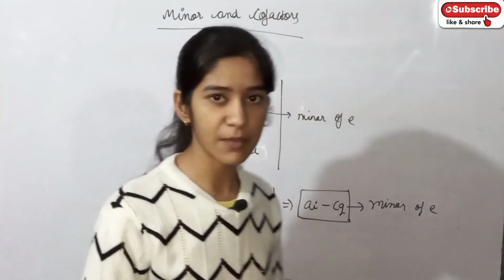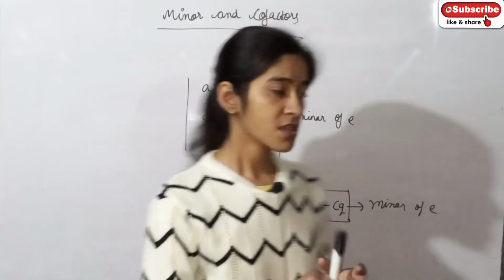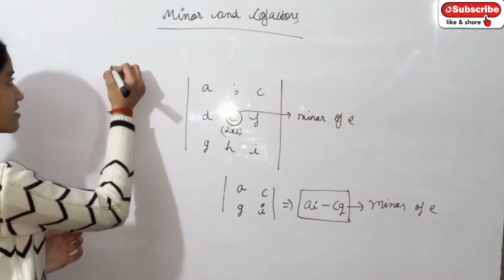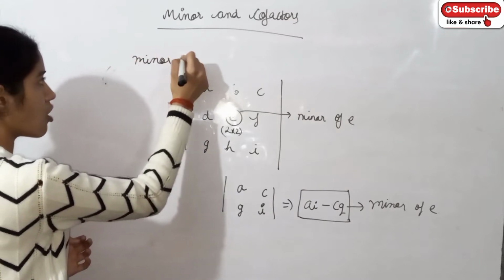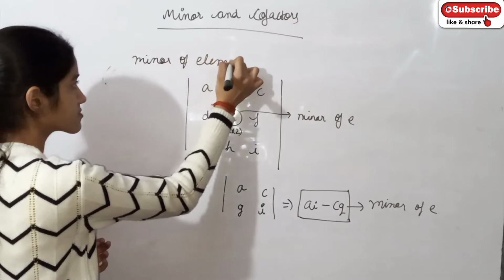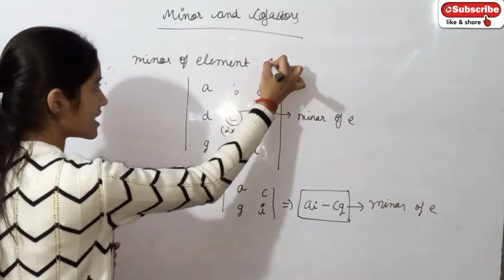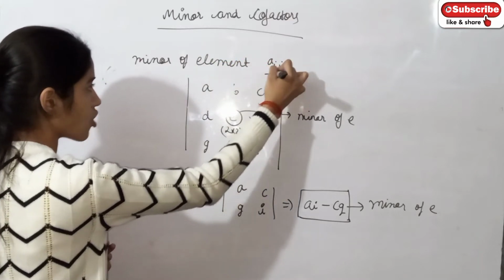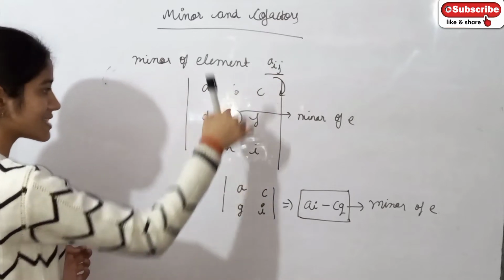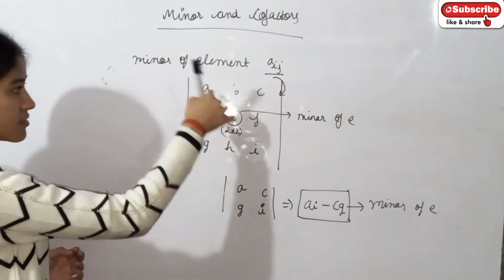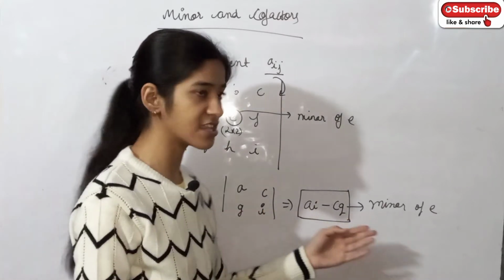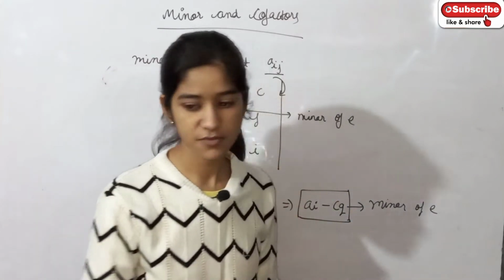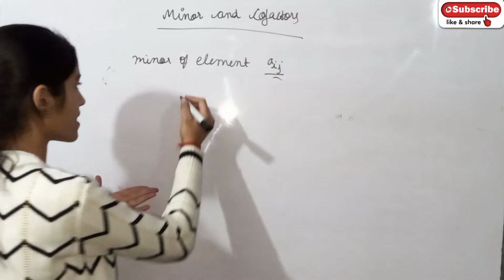So the minor of an element aij is obtained by deleting the ith row and jth column, obtaining the determinant, and evaluating it, and we can easily get the minor. Let's take a question on how we find the minor of an element.